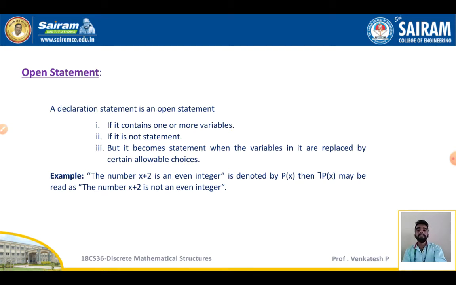So first, let me discuss the open statement. A declarative statement will be called an open statement if it satisfies the following condition. The first condition is that it contains one or more variables. Also, the open statement is not a statement, but it becomes a statement when the variables in it are replaced by certain allowable choices. Example: the number x plus 2 is an even integer is denoted by p of x. Then negation p of x may be read as the number x plus 2 is not an even integer.